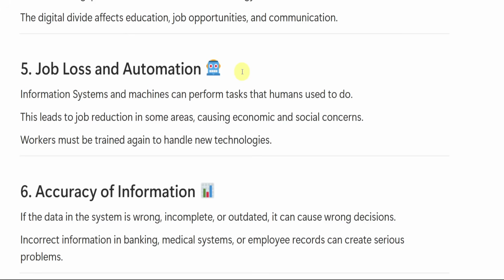Job loss and automation, ma. Machines and information systems can do tasks faster than humans. Okay, so some jobs disappear.